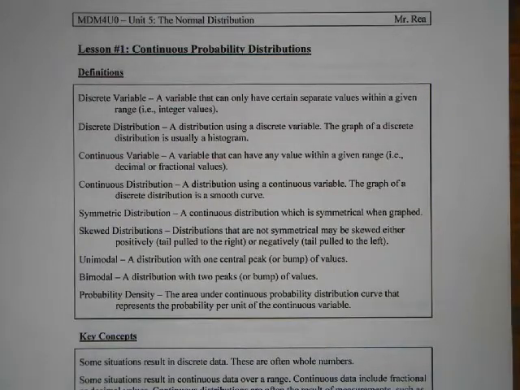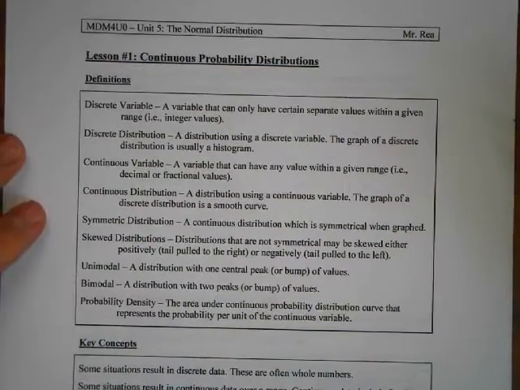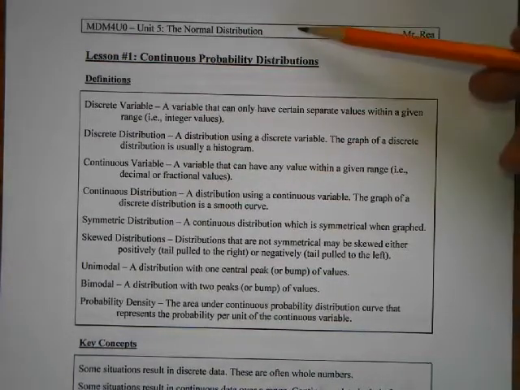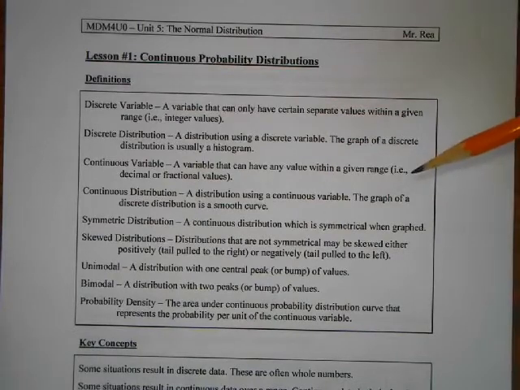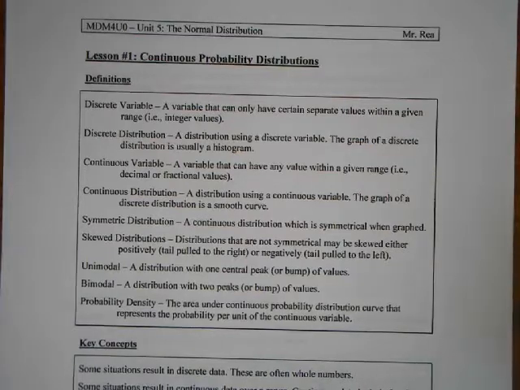Today we're starting on the final unit of the course, unit 5, which is entitled the normal distribution. So what we're going to be doing this unit is focused on this thing called the normal distribution, and we will be talking about that starting on the next lesson. Today we're just talking generally about what we call continuous probability distributions.